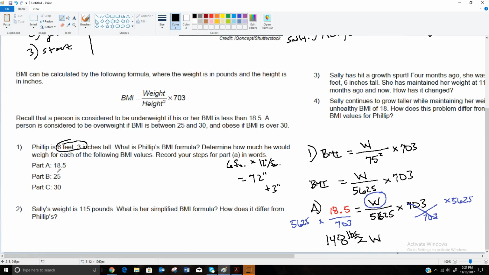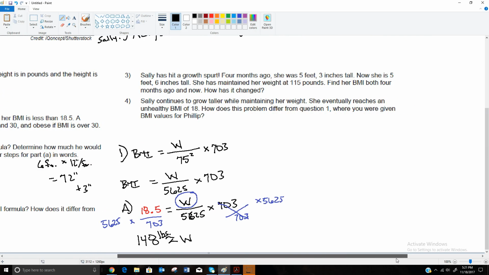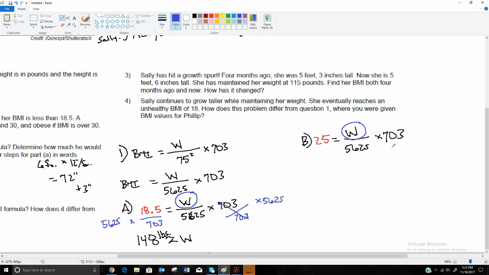So we're going to do the same thing, but I'm going to put in a BMI of 25 now. So we'll scooch this over a little bit, and we'll do the B part, where we want a BMI of 25. And we want that to equal a weight divided by 5625 times 703. So if we want to undo this so that I can get the weight, I'm going to do the same steps I did before. We're just going to use the 25 here. So to undo the times 703, I'm going to divide by 703. I'm going to write it this way this time. So divide by 703.